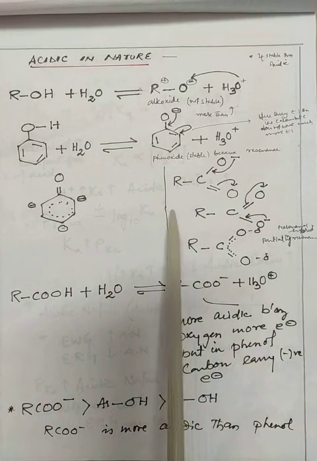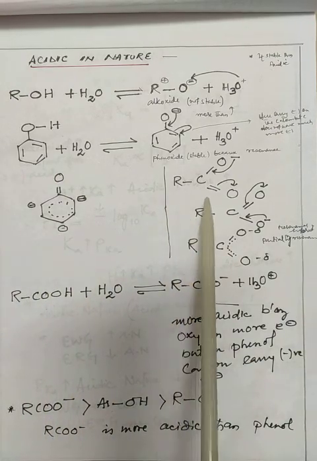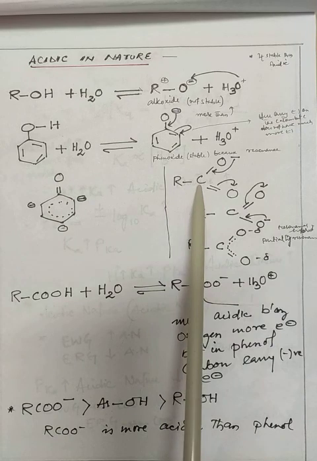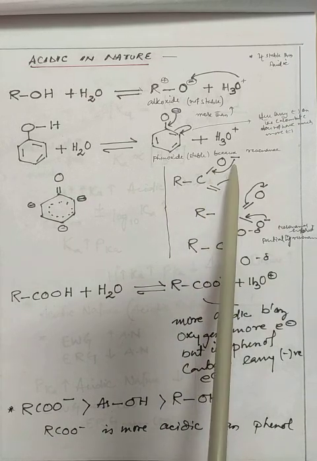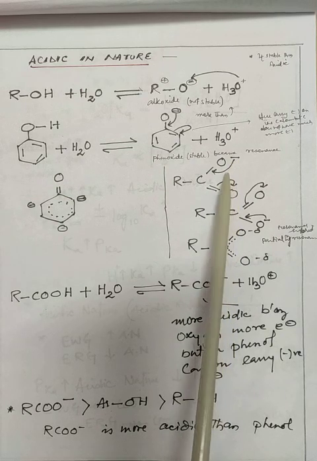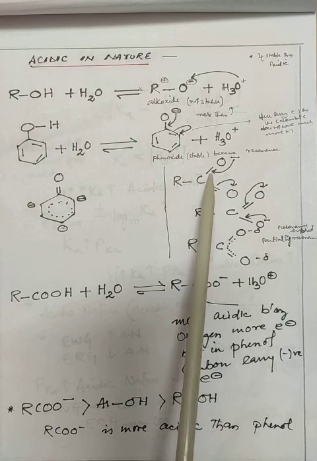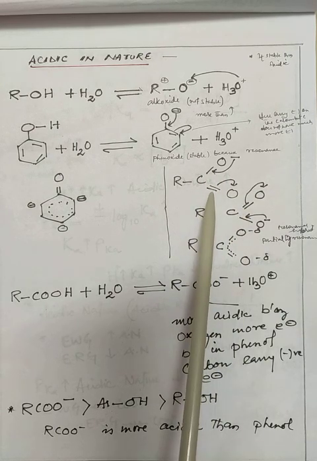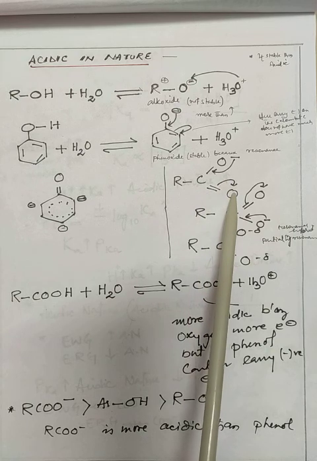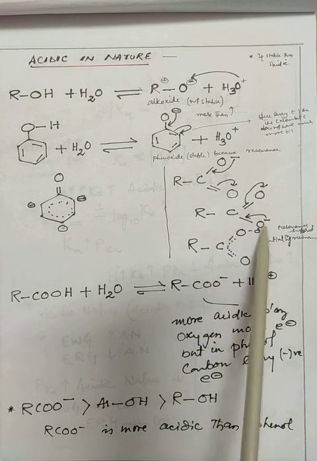Let us see another one, carboxylic acid as carboxylate. Here R, then C, O, then double bond O. We see this carbon having a negative charge. This negative charge is given, then a double bond comes here, and the other double bond's one bond breaks and is given to this oxygen, and that oxygen will carry a negative charge.